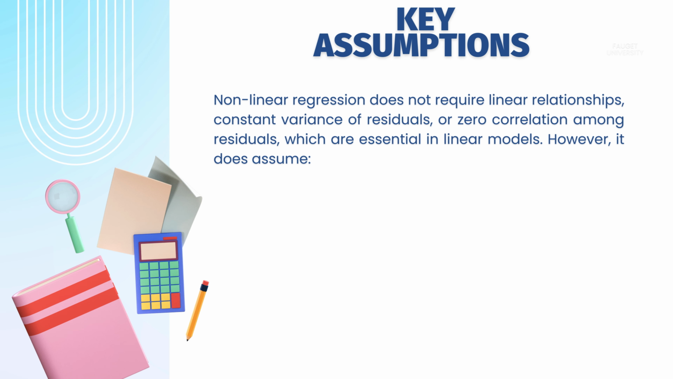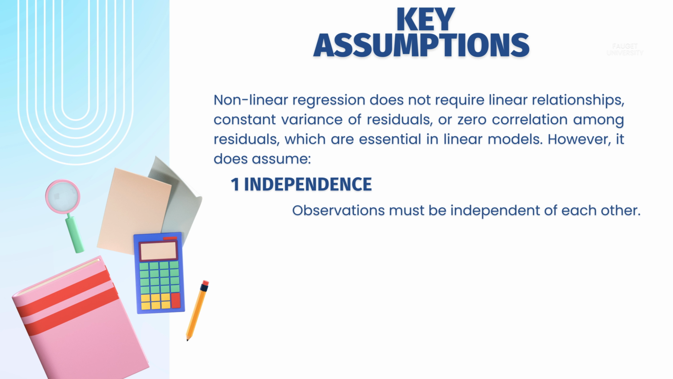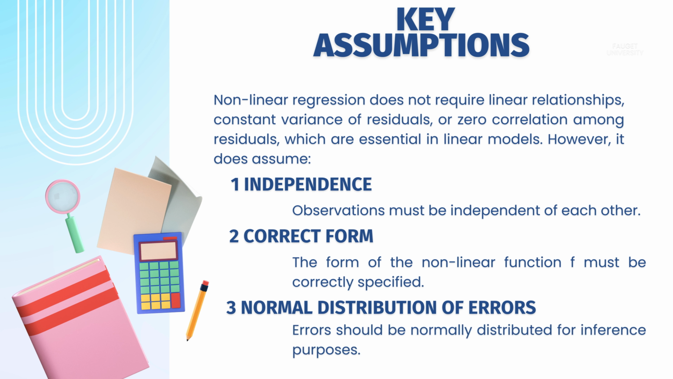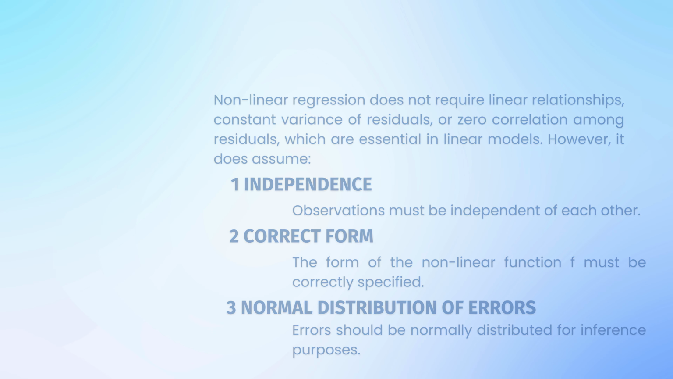Key assumptions. Nonlinear regression does not require linear relationships, constant variance of residuals, or zero correlation among residuals, which are essential in linear models. However, it does assume: 1. Independence. Observations must be independent of each other. 2. Correct form. The form of the nonlinear function f must be correctly specified. 3. Normal distribution of errors. Errors should be normally distributed for inference purposes.